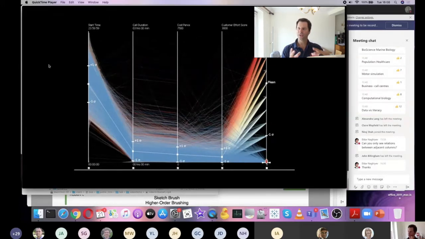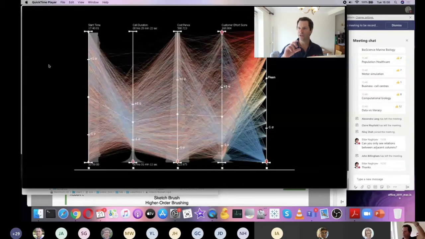That's the user expanding all the axes, zooming in all the axes at the same time through a brush operation. So using those standard deviations to define the zoom level essentially.